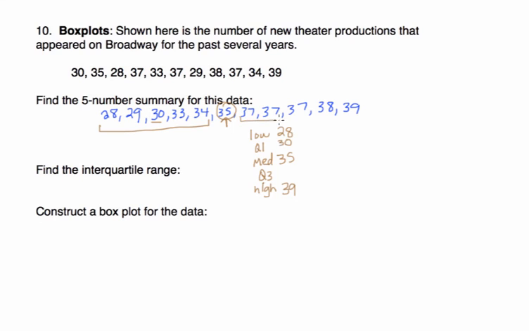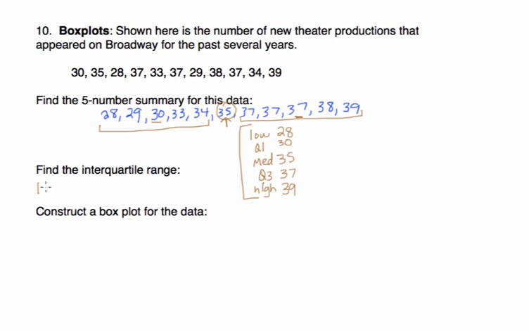Q3 is the top 3/4 of the data, so 1/4, 2/4, 3/4. So I want the median of the top half. So the middle number of my top half is 37. So there is my 5-number summary. So when you're asked for 5-number summary, that's what you want.